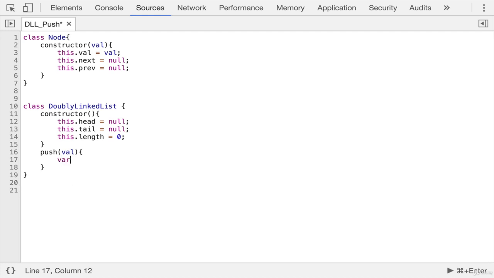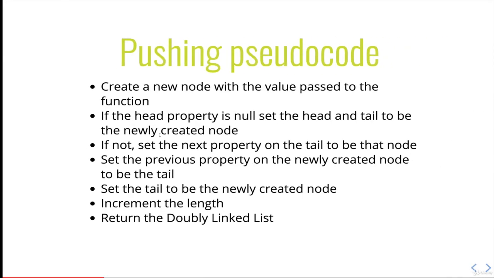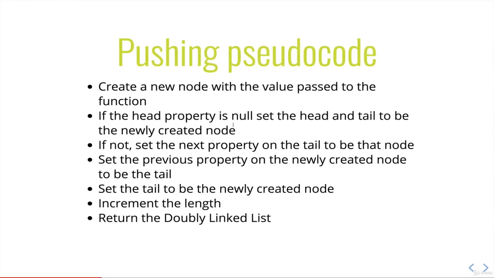So let's make that new node. New node equals new node with that value that's passed in. So we have that new node. Next, we want to check if the list has anything in it. So if the head is empty, I have the empty head right now.